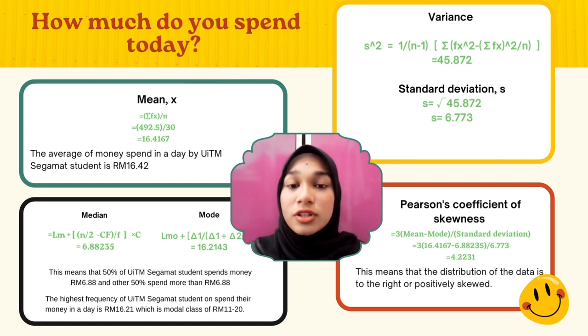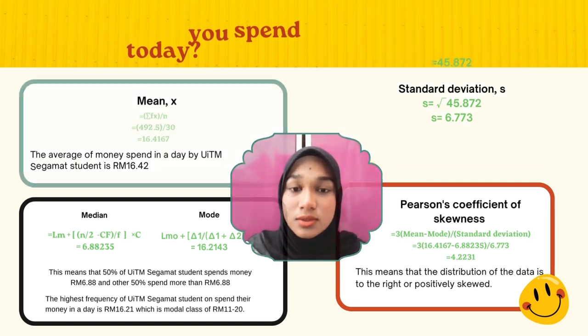After that, the variance I get is 45.872, and the standard deviation is 6.773. And lastly, the percent coefficient of skewness is 4.2231. This means that the distribution of the data is right or positively skewed.